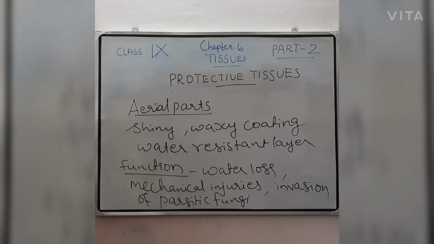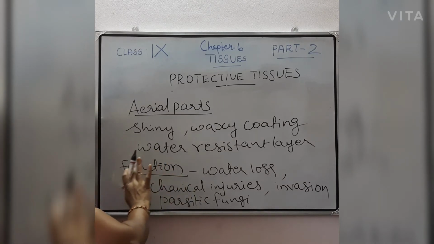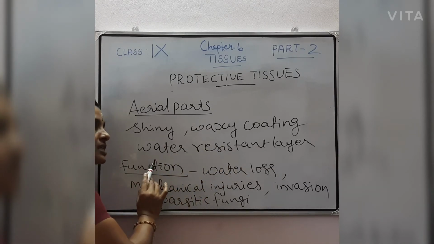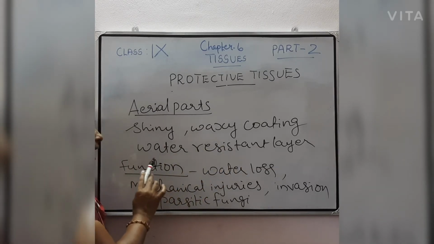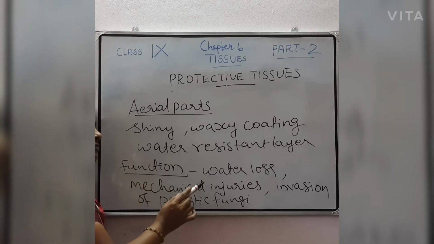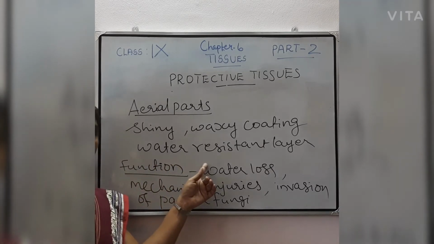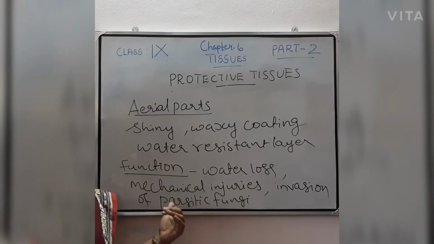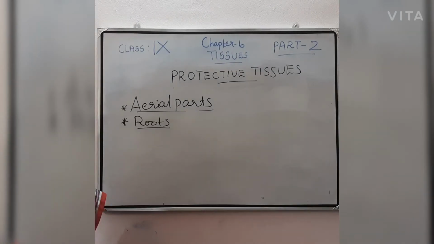So once again, aerial parts of the plant, that means the parts which are present above the soil, are covered with a shiny waxy coating, which is a water resistant layer also, and that protects the plants from water loss because it's a water resistant layer. So it prevents water loss, then mechanical injuries, and also the invasion of parasitic fungi.